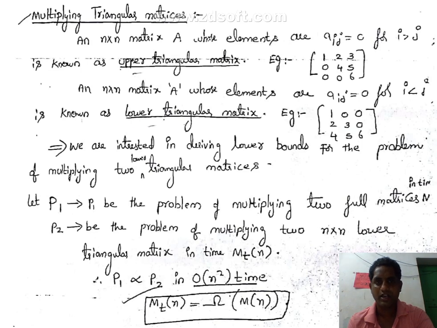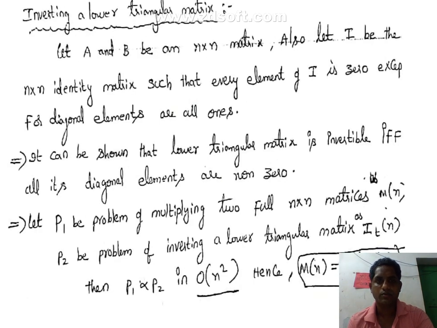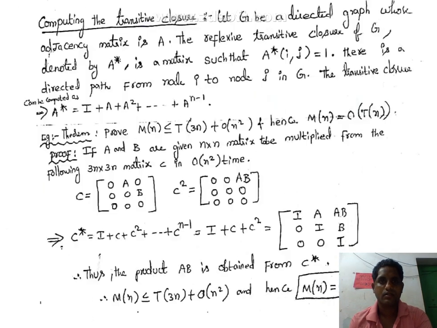There are two matrices, multiplying triangular matrices, the upper triangular and lower triangular, and invertible. The diagonal: every element of I is 0 except for the diagonal elements, which are all 1. It can be shown that a lower triangular matrix is invertible if and only if all its diagonal elements are non-zero. That is the P1 problem, multiplying two n by n matrices, and the P2 problem, the invertible; then we can get M(n) equal to O of I(n). Next one is the complete transitive closure, so I will discuss.